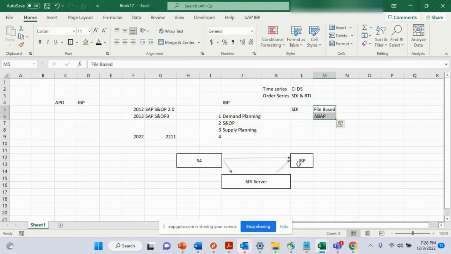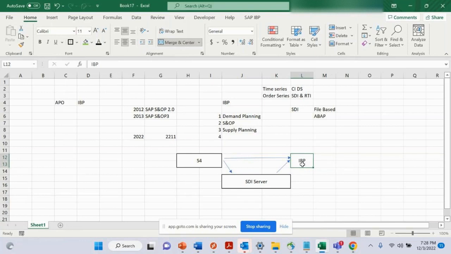Now all these configurations we need to do on two sides. One is on the IBP side, another one is the server side. If we are using file based, then we have to configure on the server side as well as the IBP side. And if it is ABAP based, then we can do the configuration directly on the IBP side.